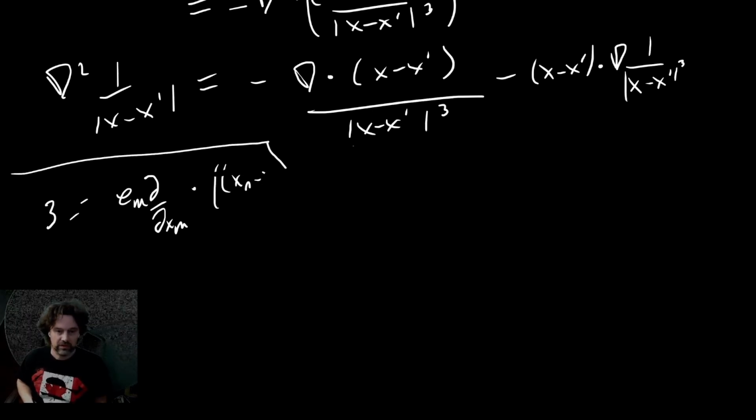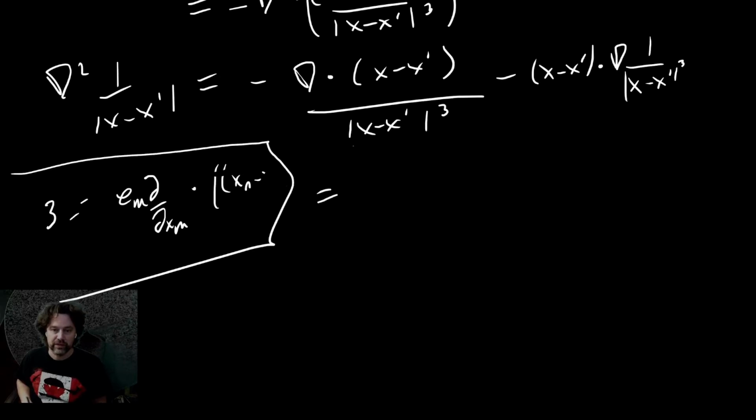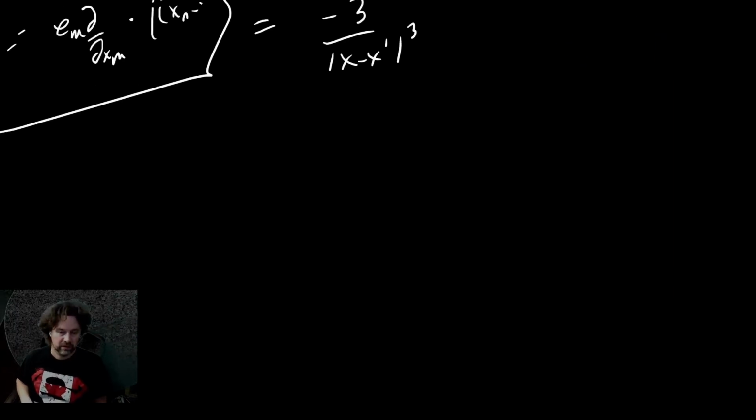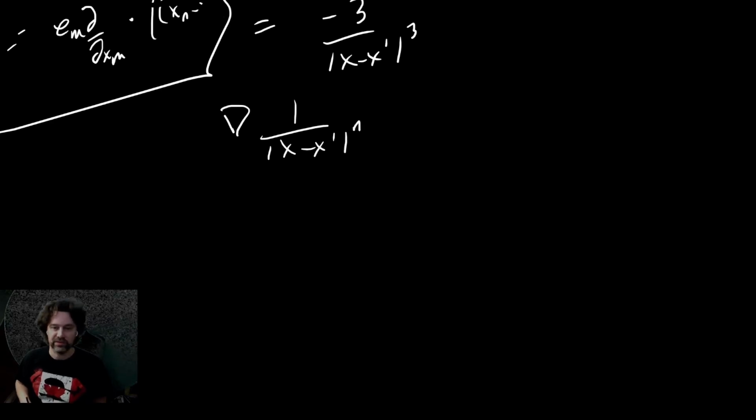So just ignore that for now. So we have minus 3 over |x minus x prime| cubed, and we want to compute this part. All right, let's do that. Could have done this in fewer steps if we had thought of computing |x minus x prime| to the n beforehand, but we didn't. We did it for n equals 1, and so let's do it in this case for n equals 3 specifically.